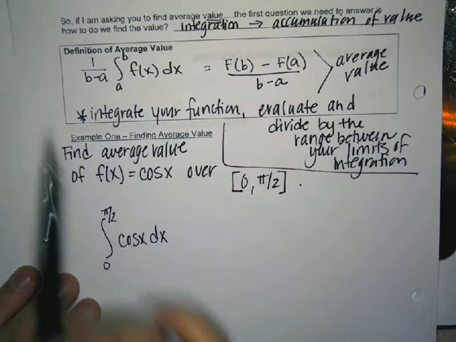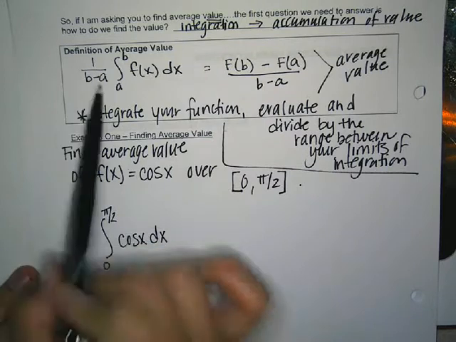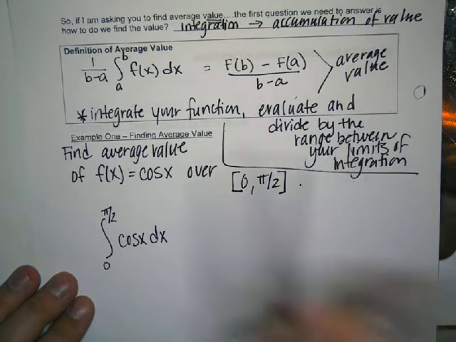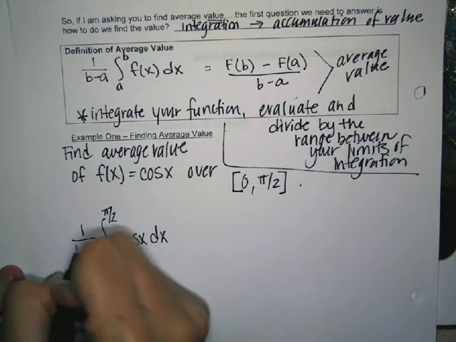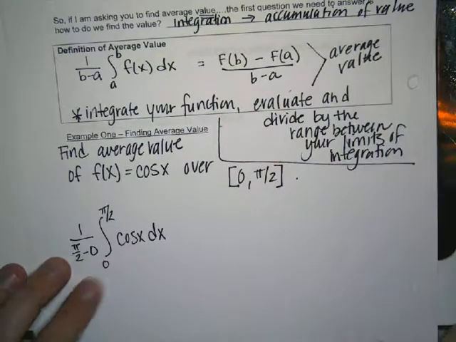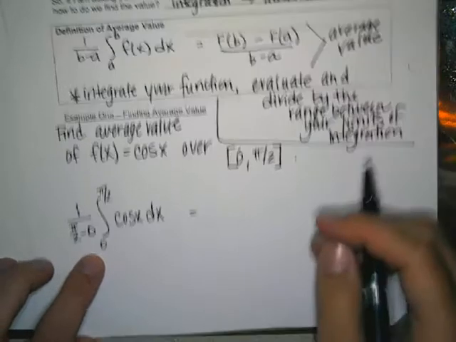Now, I always put the 1 over b minus a, because eventually that's going to make you divide by the limits of your integration. You can put that there initially, or you can just divide at the very end. It doesn't really matter, just don't forget. I always put it there so I don't forget to divide when I'm finding average value.